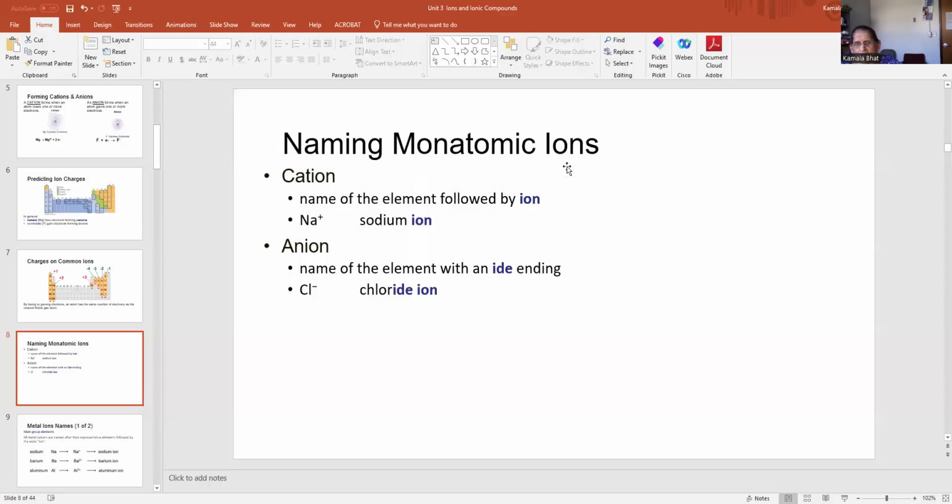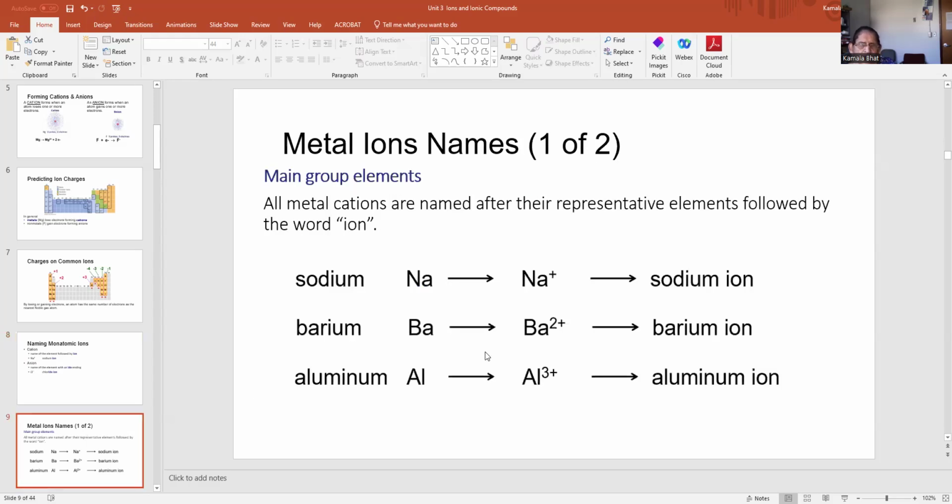Naming monoatomic ions. Cation: the name of the element followed by the word ion. Anion: you take the name of the element, change the ending to -ide, and then add the word ion.